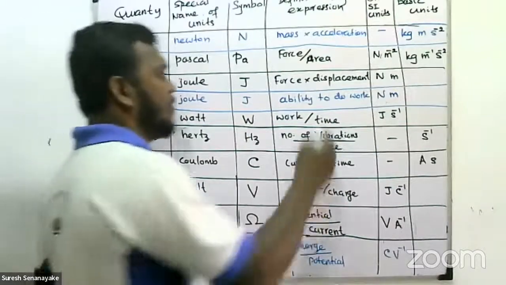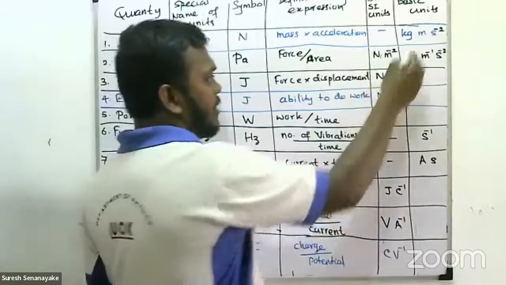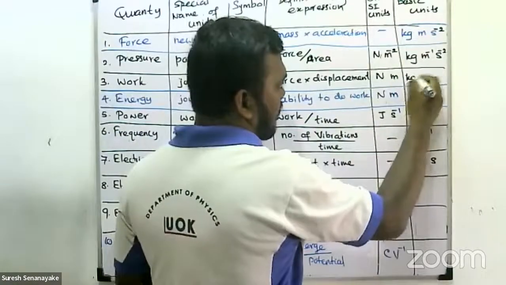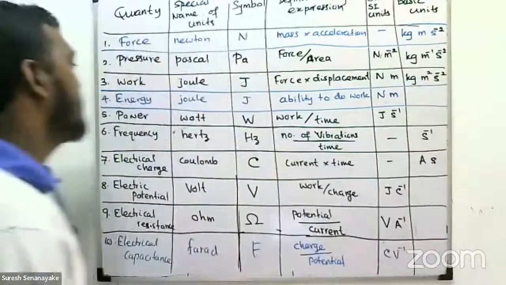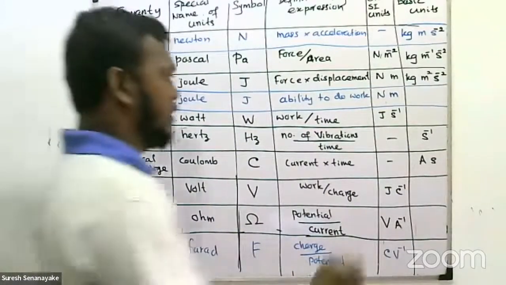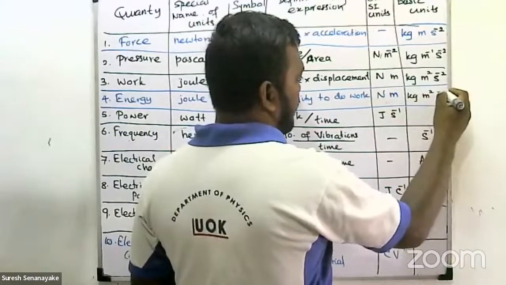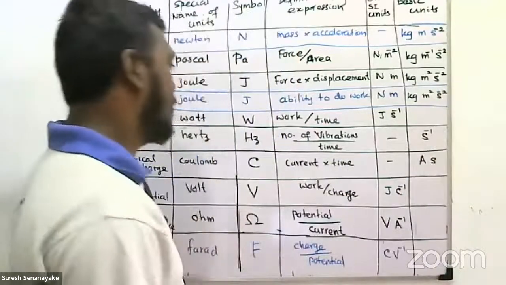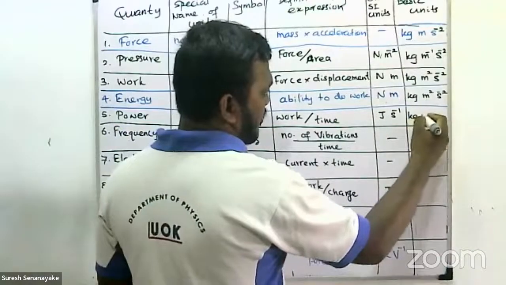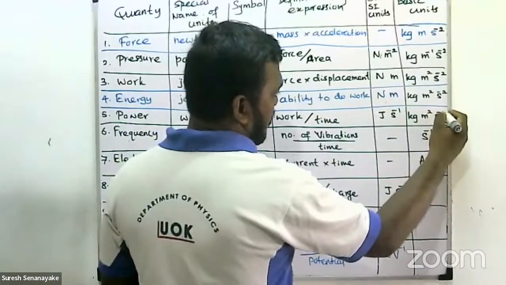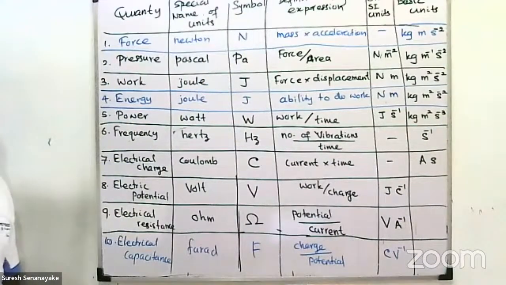Work is also force times displacement. You need to multiply by the unit of displacement, that is meter. So then it is kilogram square meter per square second. And energy, same. Work and energy have the same units. And power, you need to divide this by another second. So then it's s minus 3. So kg m square s minus 3.